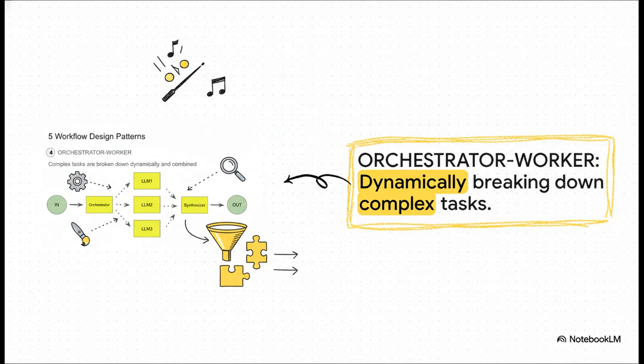All right, things are getting a little more sophisticated now with the orchestrator worker pattern. This is cool. You have one orchestrator LLM that acts like a project manager. It looks at a big, complex goal and dynamically breaks it down into smaller tasks, then doles them out to different worker AIs. It's way more flexible, especially for problems where the steps aren't always the same every time, like planning a vacation, for example.